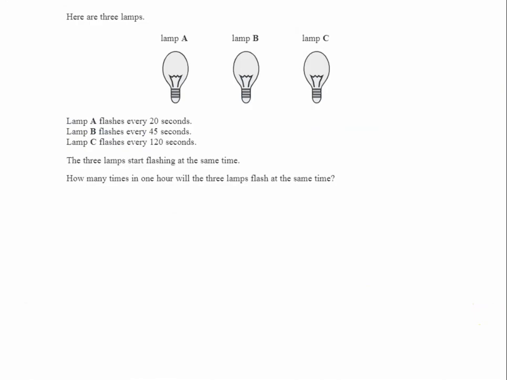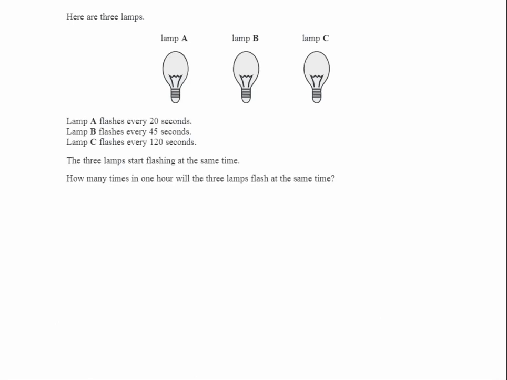Now, this is potentially the easiest one. People do it on all sorts of strange methods, but let me just explain this question. So we've got 3 lamps. Who come up with this, I don't know. But 3 lamps that they flash at different intervals. Why? Don't know. But lamp A flashes every 20 seconds, lamp B flashes every 45 seconds, and lamp C flashes every 120 seconds. So let's imagine we switch them all on at exactly the same time and they go flash.